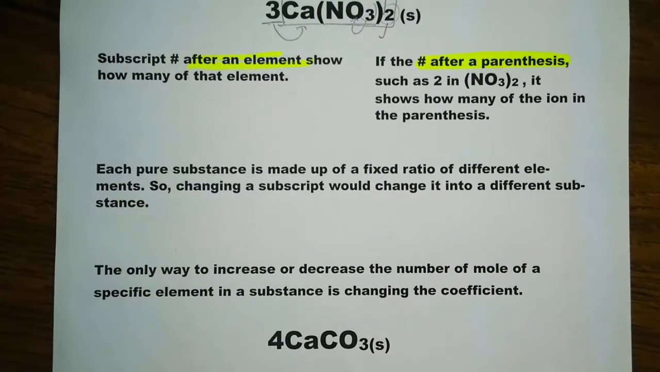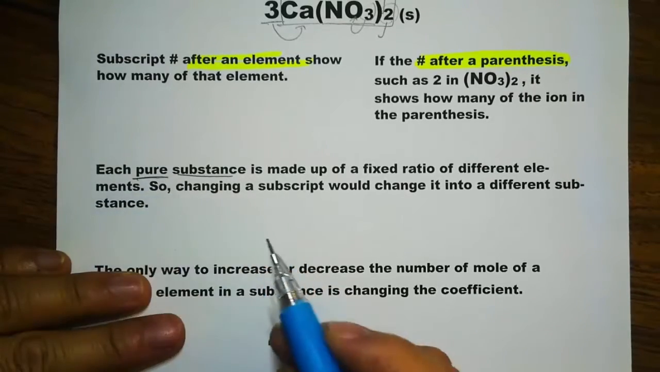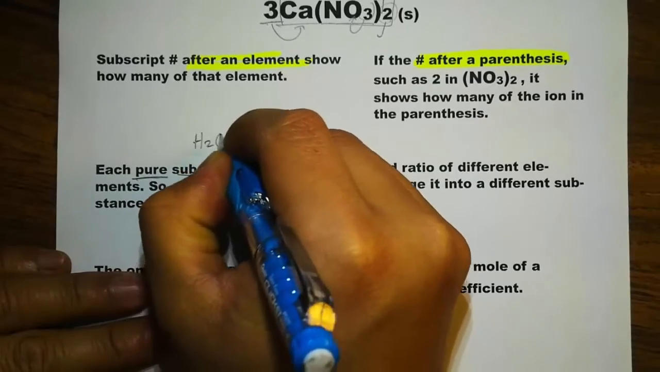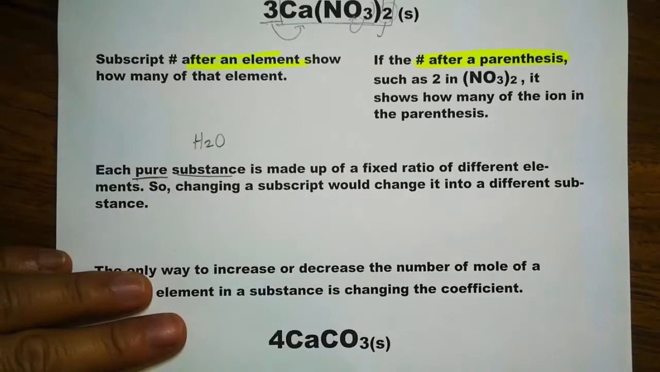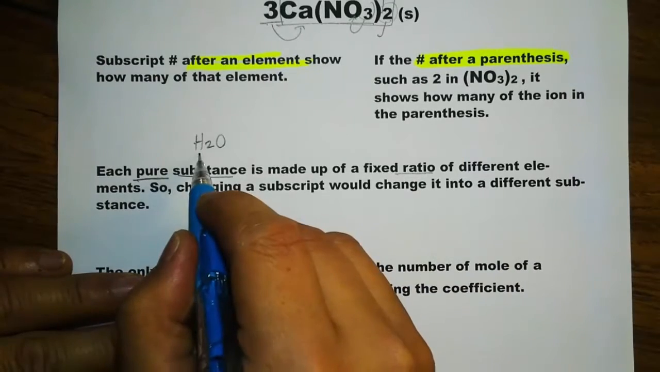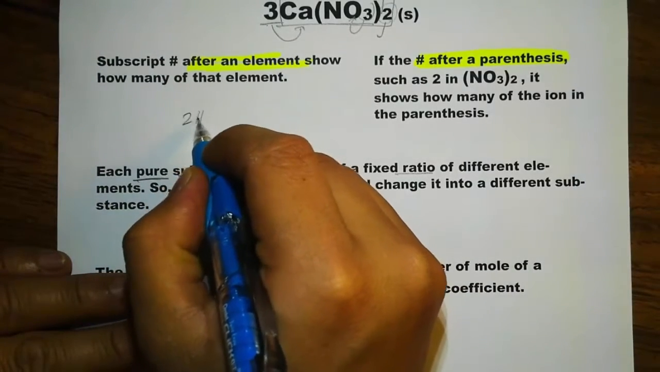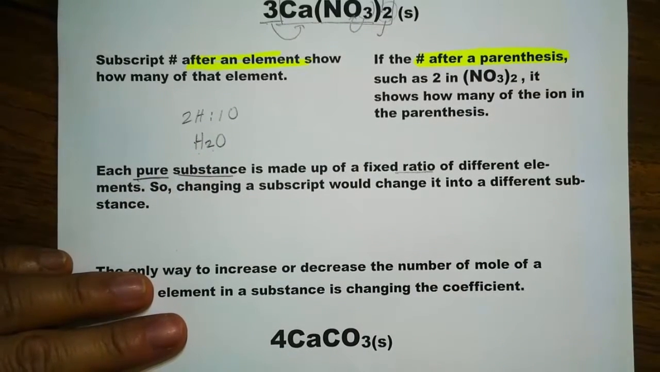We need to realize that each different substance is represented by a specific chemical formula. Okay, so what does that mean? Well, that tells you that each substance, and the word substance means something pure, like water, right? Let's look at water, H2O. H2O will always represent water, the water that we drink. And it has a fixed ratio of different elements. That is 2 hydrogen to 1 oxygen, and that ratio will always stay the same.